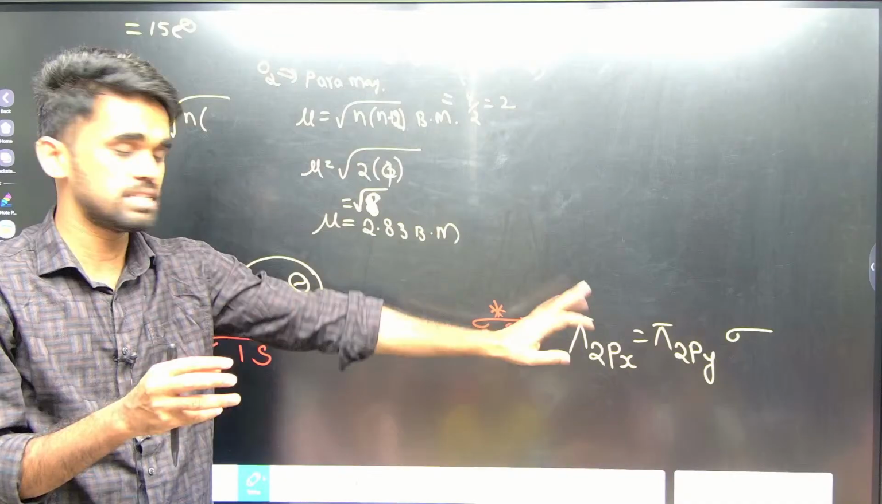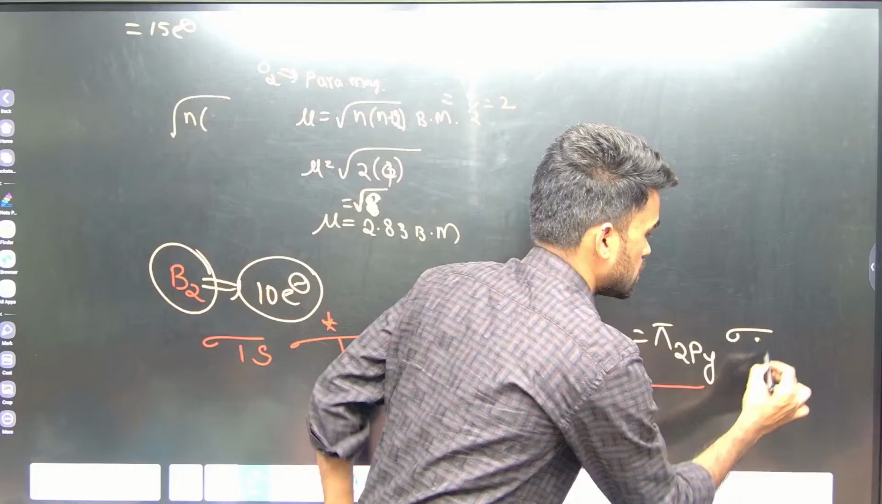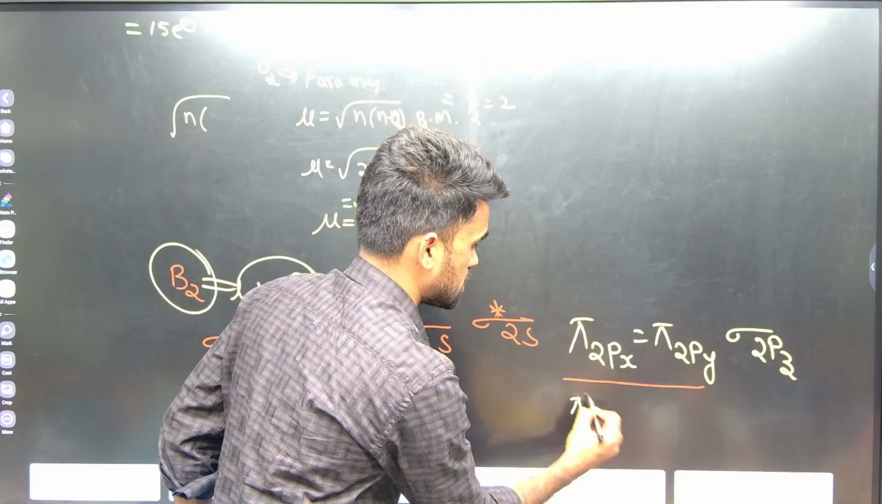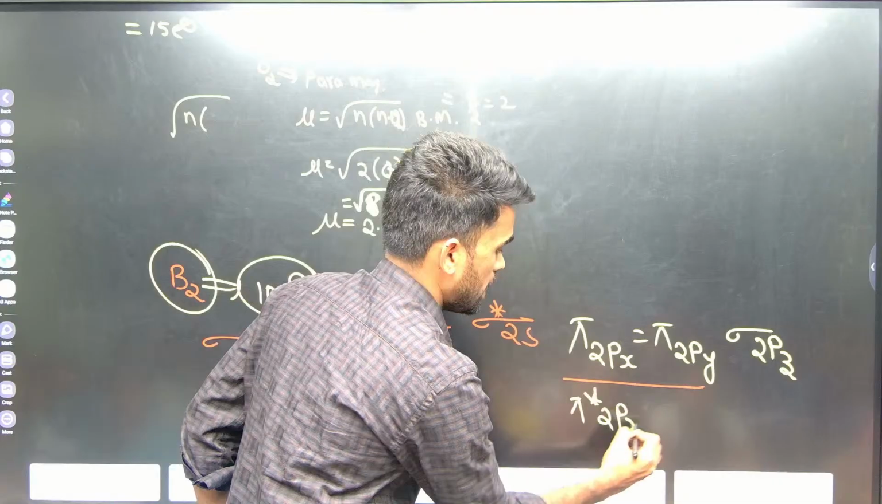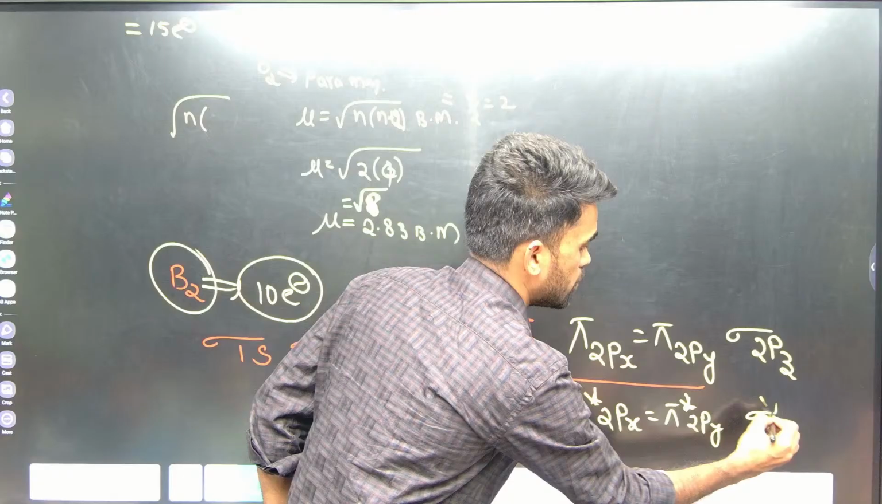So what is coming first? Pi first, next sigma 2pz. With respect to anti-bonding, pi star 2px equals pi star 2py. Last is sigma star 2pz.